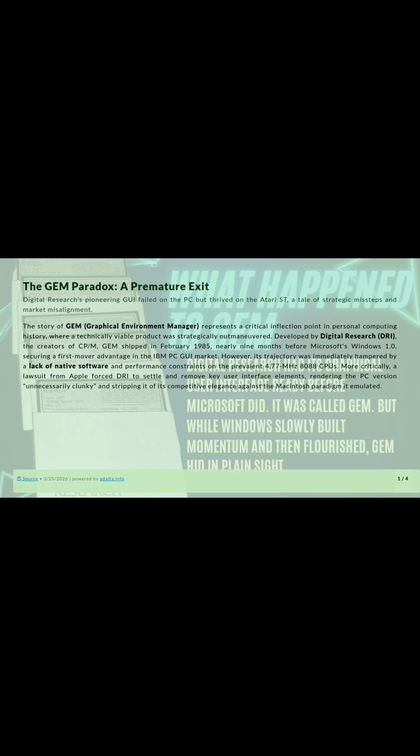Developed by Digital Research, DRI, the creators of CP/M, GEM shipped in February 1985, nearly 9 months before Microsoft's Windows 1.0, securing a first-mover advantage in the IBM PC GUI market. However, its trajectory was immediately hampered by lack of native software and performance constraints on the prevalent 4.77 MHz 8088 CPUs. More critically, a lawsuit from Apple forced DRI to settle and remove key user interface elements, rendering the PC version unnecessarily clunky and stripping it of its competitive elegance against the Macintosh paradigm it emulated.